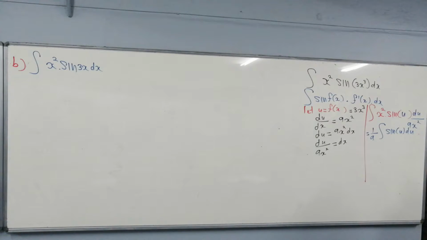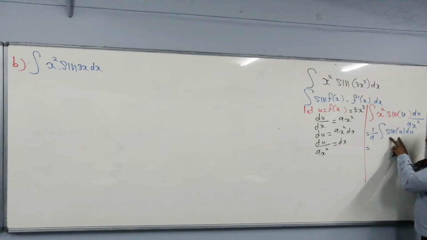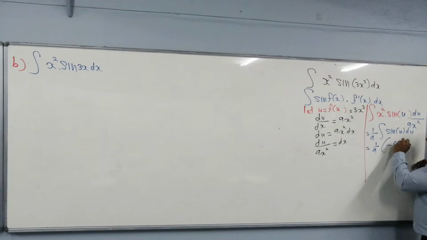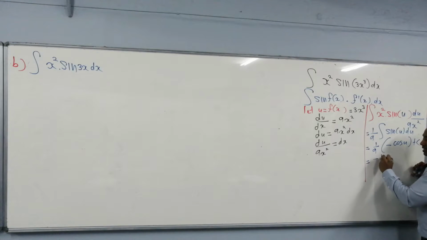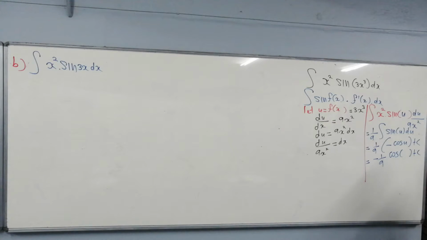So now it's reduced to an N4 type problem. In N4 you are asked to just integrate sine. Okay. So when I integrate sine, what is the answer then? When you integrate sine, it is minus cos of u plus c. So therefore it's going to be minus 1 over 9 cos of u plus c. What was u here? 3x to the power 3.